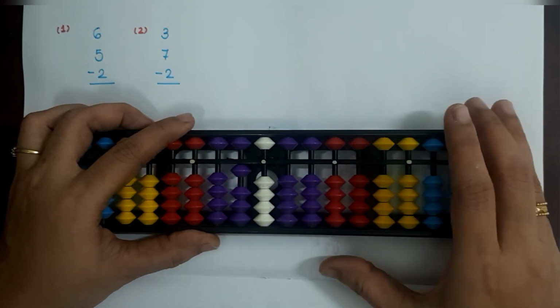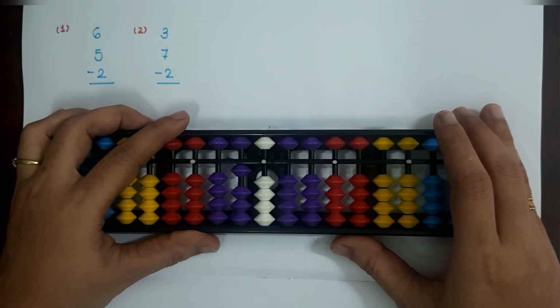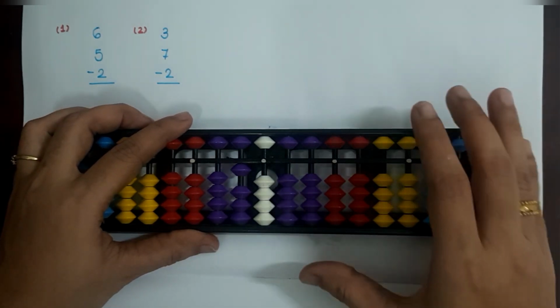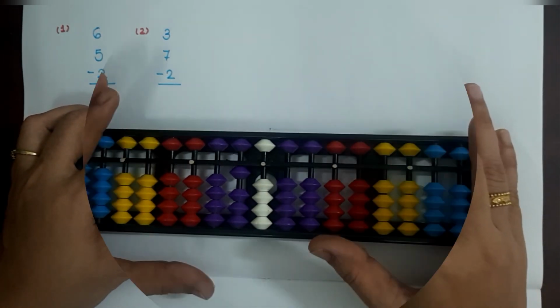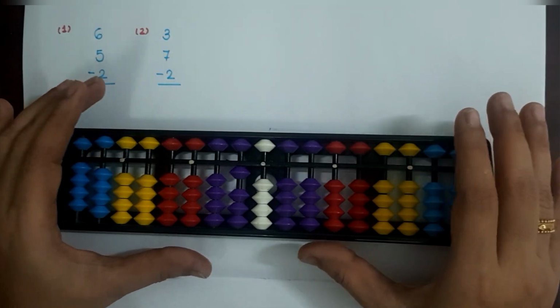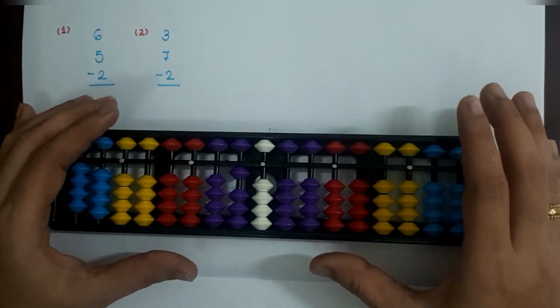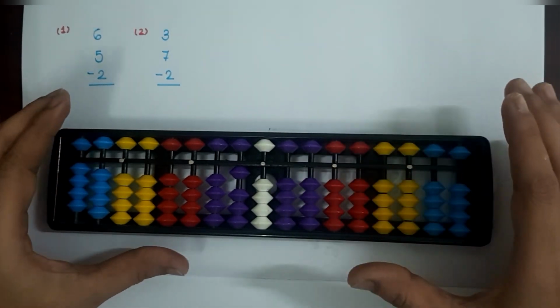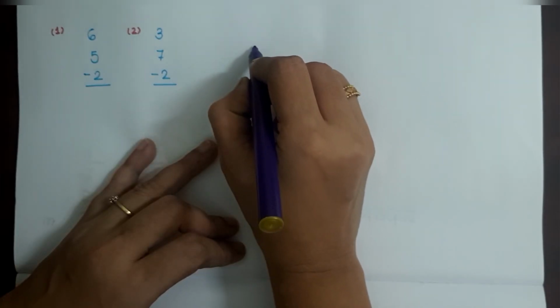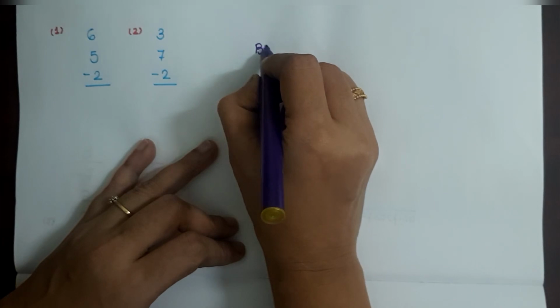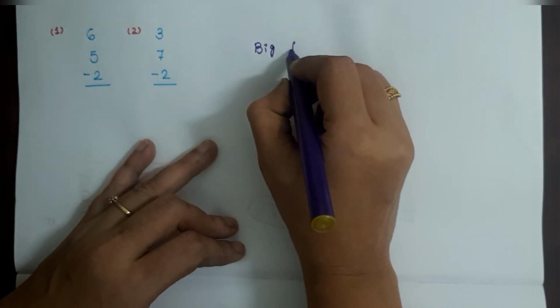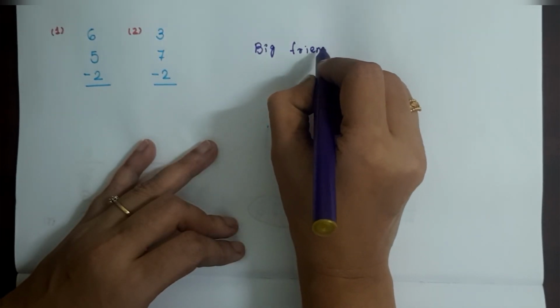So how can we solve these two sums? Here we have to use the big friend subtraction of 2. So in this video we will learn how and when we can use the big friend subtraction of 2. Now I am going to write the formula for big friend subtraction of 2.